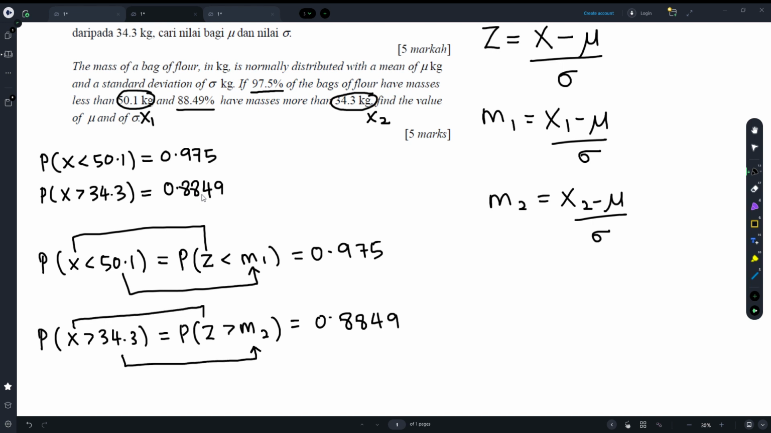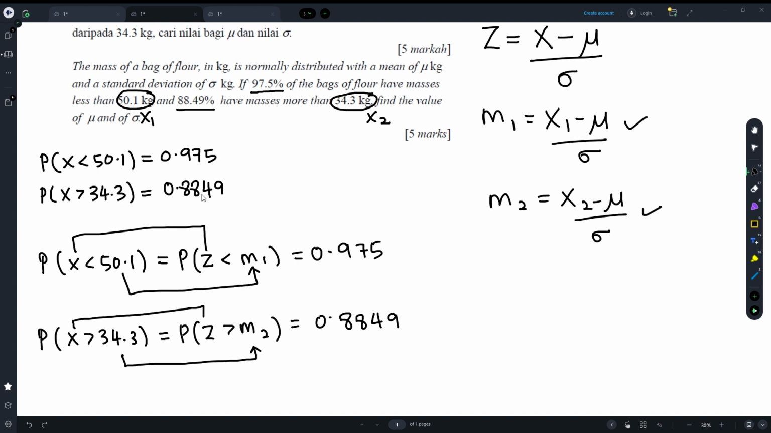Here the x has been converted to z, and this value is also converted to the corresponding m2 because it is converted using this formula. Instead of putting another z and another z in these locations, I will put m1 and m2 to make things clear. You also can put z1 and z2. There is no problem, it is all up to personal choice. So let's continue from here.